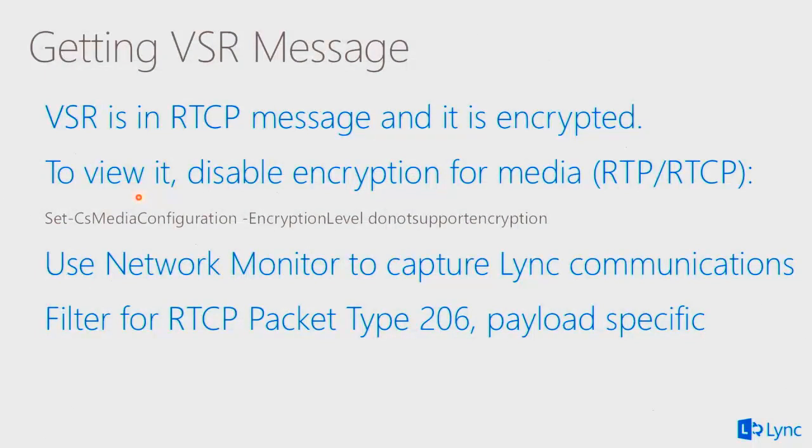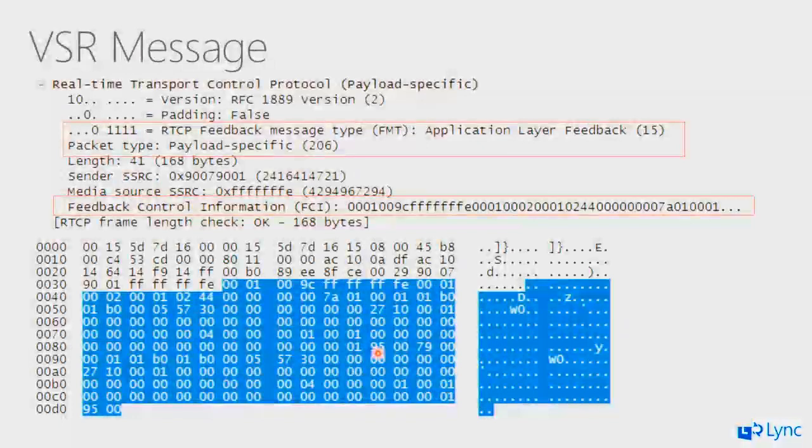So go to the server and run this PowerShell command. That's a 350 level thing, right? So the encryption level says do not encrypt, right? And then you can use Netmon to capture the packets and filter for the RTCP payload type 206. It's payload specific, right? Now we go to the trace. Now it's 400 level, so I fulfill this 400 level thing. You see this payload specific 206, right? It's an application layer feedback, so that's the format. And all the information that you want to look for in VSR is in this feedback control information. And it still looks encrypted to me.